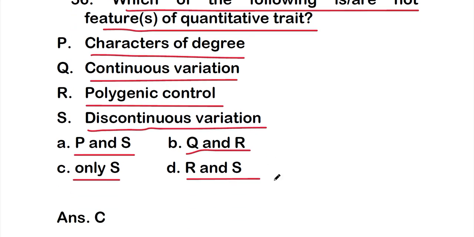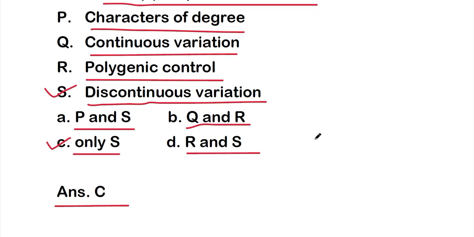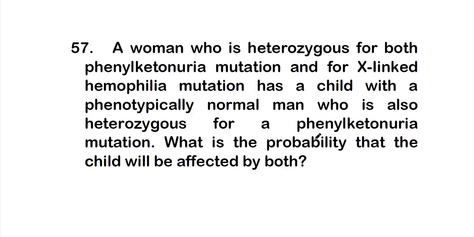So the right answer is option C, that is only S is not the quantitative trait. Discontinuous variation is not a quantitative trait. Okay, so let's move on to question number 57.